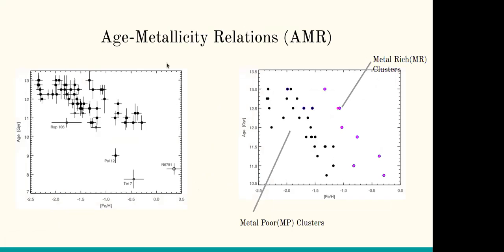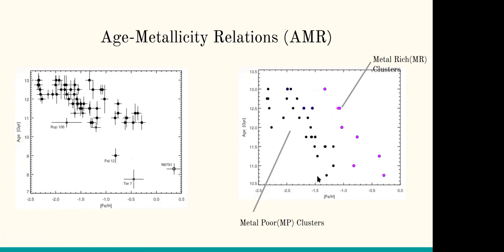And after determining the ages, they have used the metallicity data from the spectroscopic data to plot the age metallicity relations of the globular clusters, which were plotted like this. These are the different globular clusters found around the Milky Way, and the x-axis is metallicity and the y-axis is the age of the globular cluster.